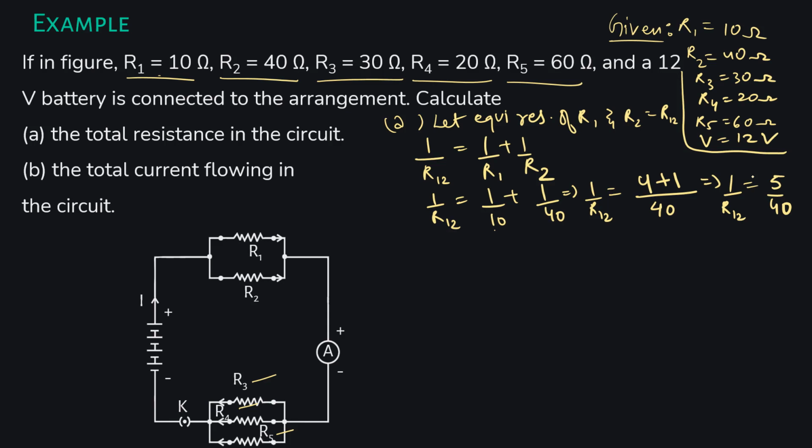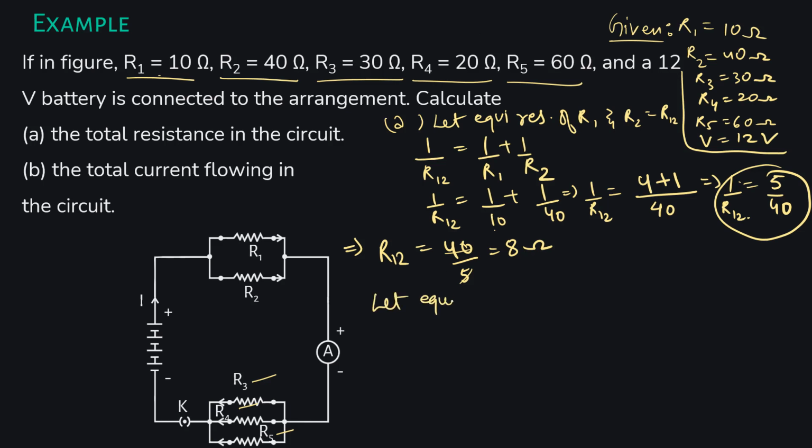So keep that in mind. If we take the reciprocal of this expression, R12 goes to the numerator, 1 comes to the denominator. So it's R12 upon 1, which is the same as 40 upon 5. 5 8s are 40. So R12 is 8 ohm. Great.